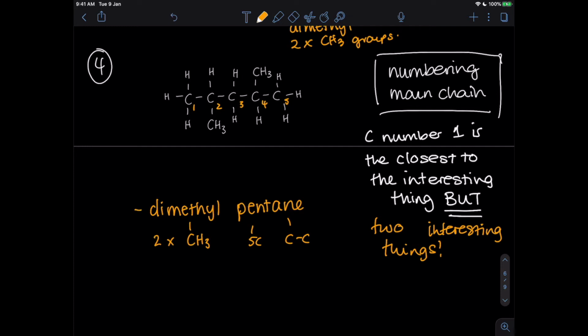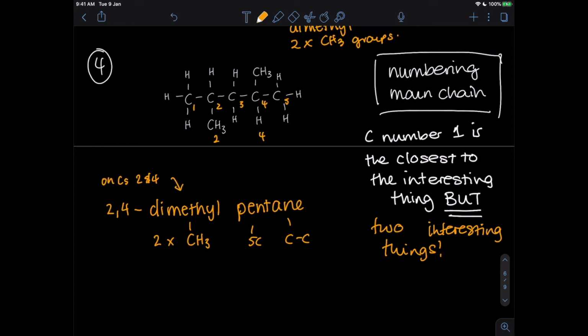So I'm going to do that now in a very similar way to when you've only got 1. They are on carbons number 2 and 4. So I'm just going to separate those by a comma. So 2,4-dimethylpentane. This tells me that on carbons 2 and 4 are where my 2 CH3 groups are placed.